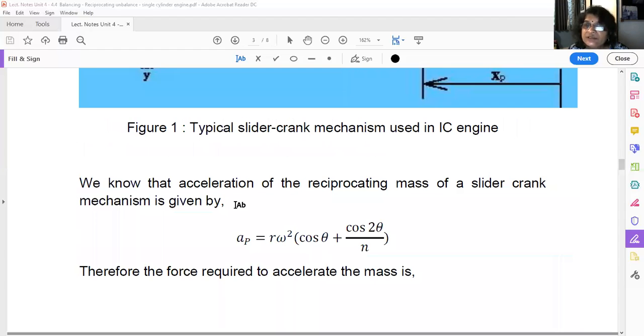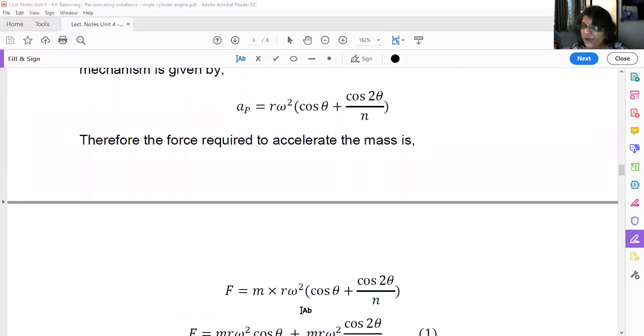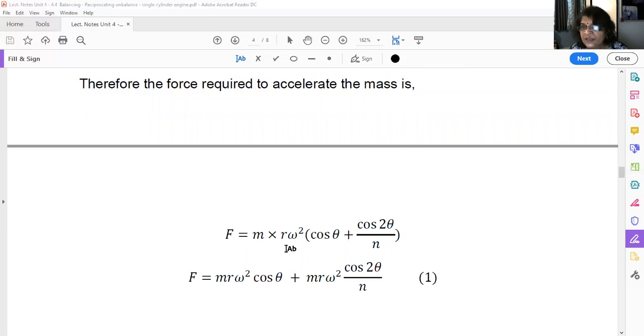We have studied in theory of machines 1 how to find the acceleration of the piston analytically. This is the formula which we derived there. The acceleration of the piston, AP, is equal to r omega square into bracket cos theta plus cos 2 theta by n. This is the acceleration of the moving parts. How do we find force then? Force is equal to mass into acceleration, where m is the mass of the reciprocating parts. So F is equal to m r omega square into bracket cos theta plus cos 2 theta upon n.